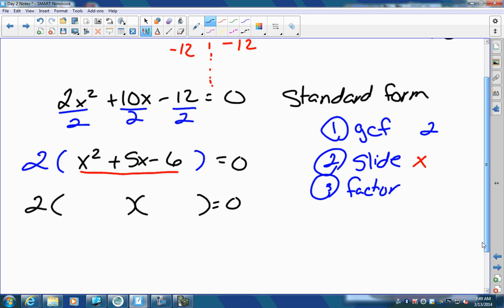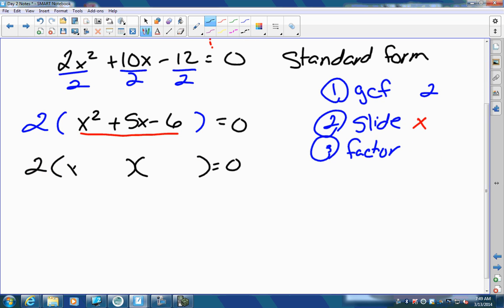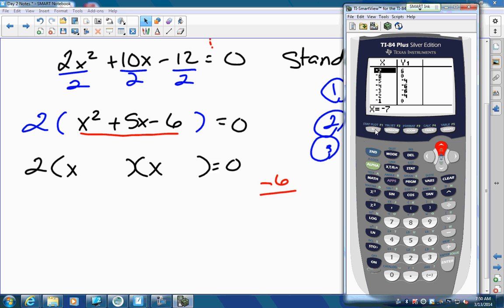X squared splits up. X and X. I need the factors of negative 6. And what are they supposed to add up together to give me? 5. Okay, check this out. I can't remember if I did this in this class or not. If you go to y equals, and I understand that it's easier, but I want to make sure when we go through numbers. If you take negative 6 divided by x, we already know that gives us the factors, right?